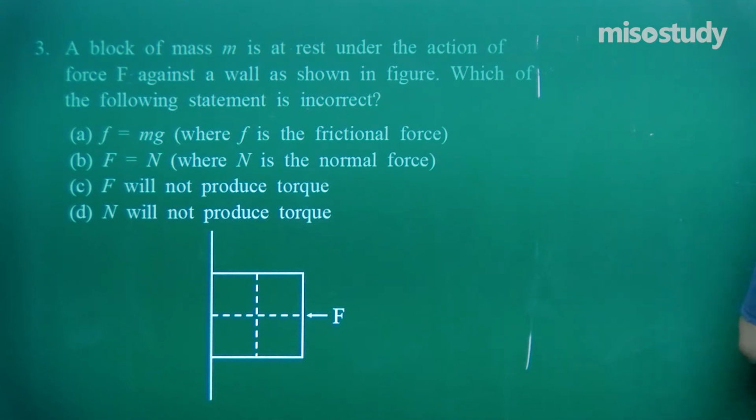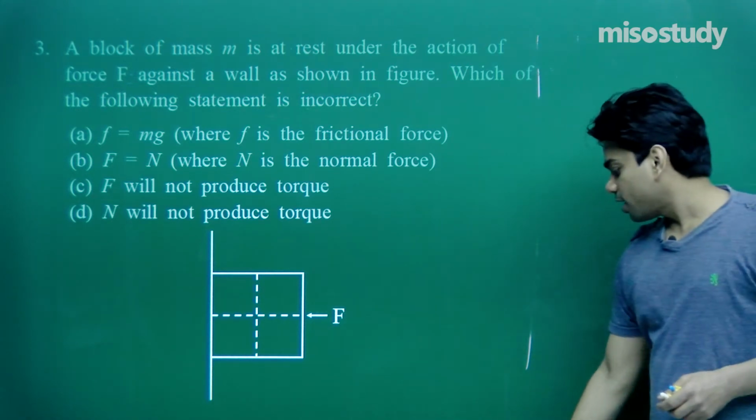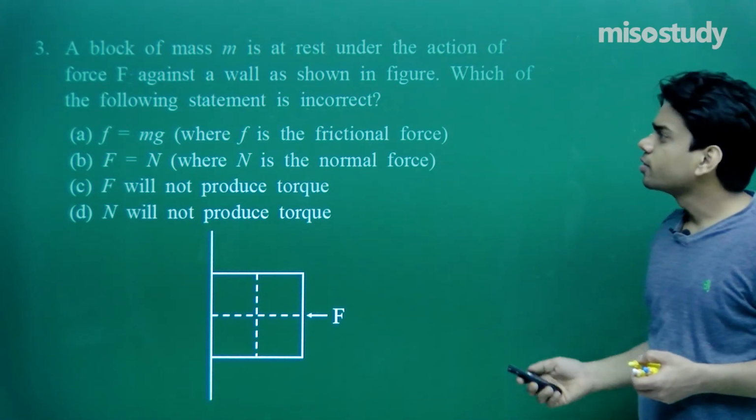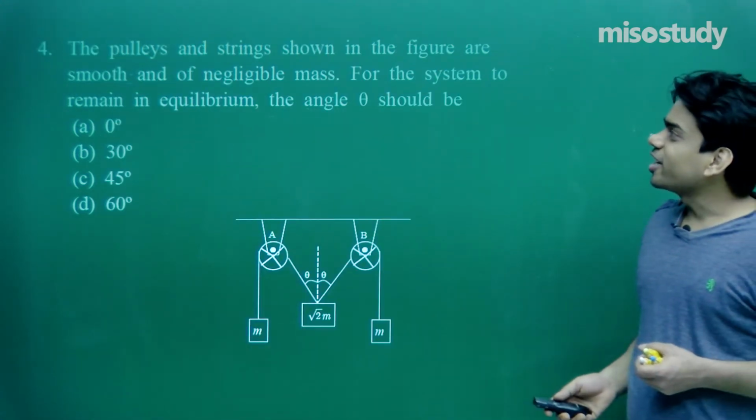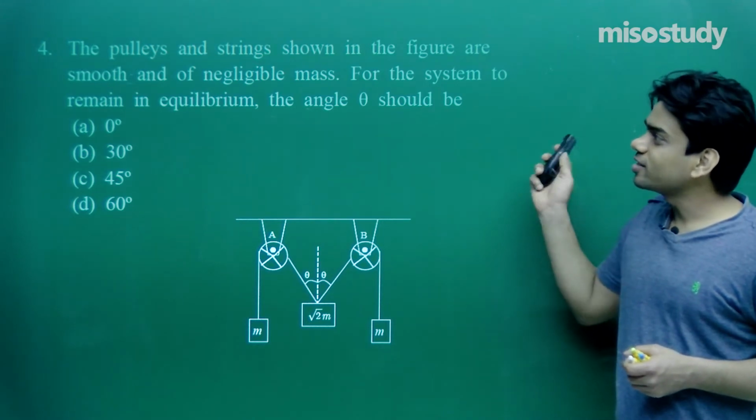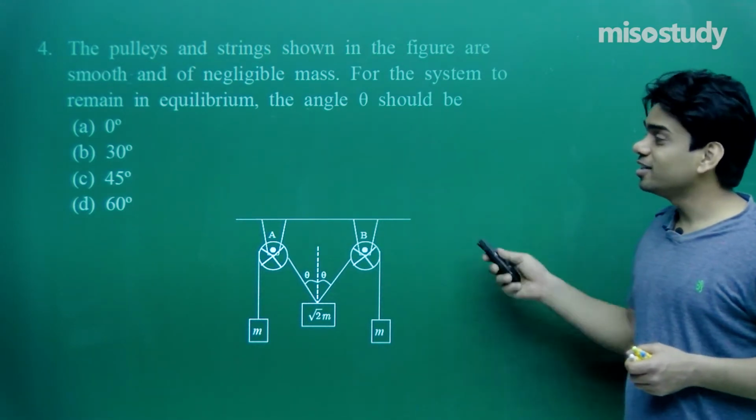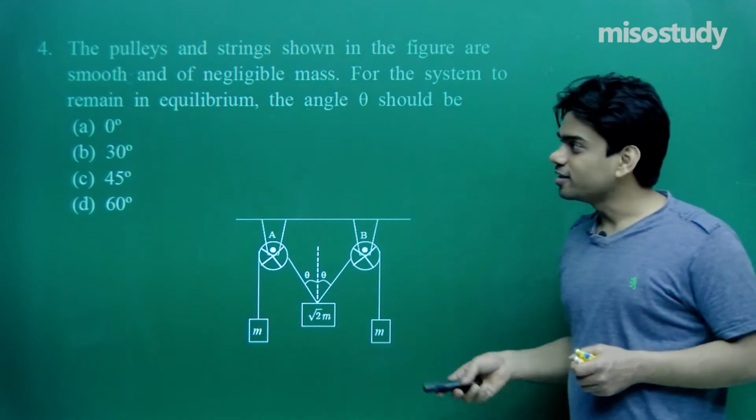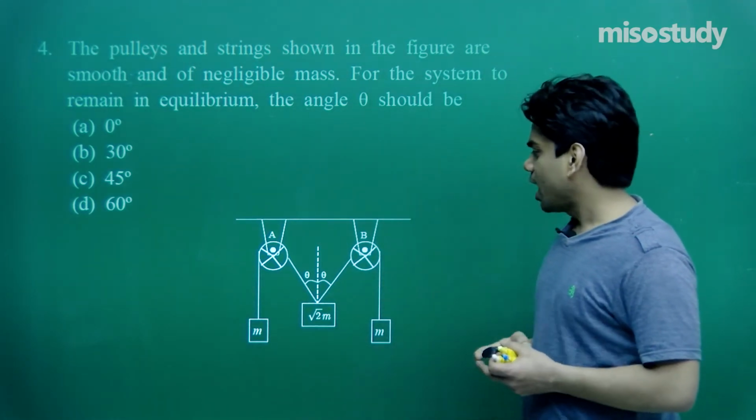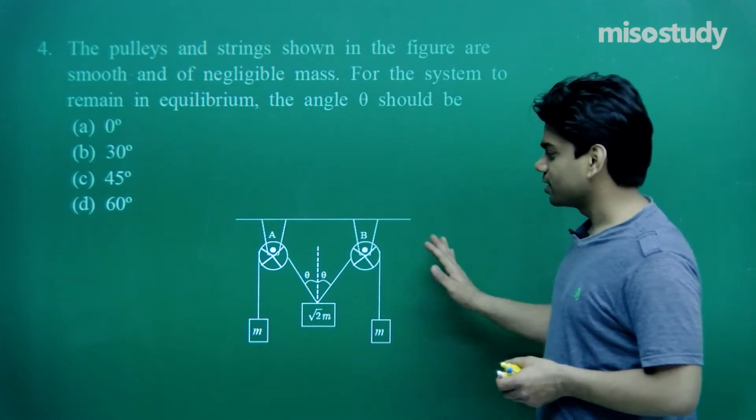Next one. Let me just clear up the board and we'll start the next one. Next question of the class we have as question number 4. The pulleys and strings shown in the figure are smooth and of negligible mass. For the system to remain in equilibrium, the angle theta should be A 0 degree, B 30 degree, C 45, D 60. I believe that you all can visualize this diagram.